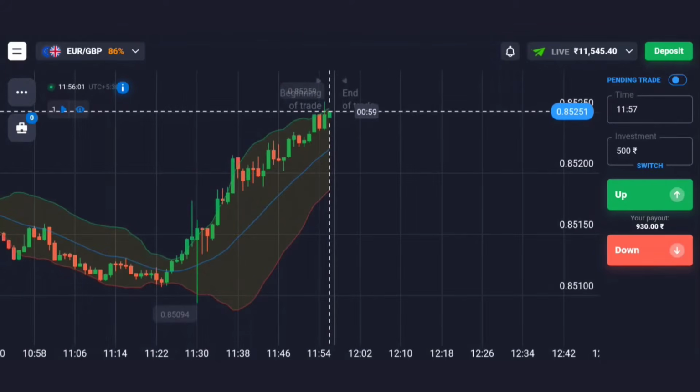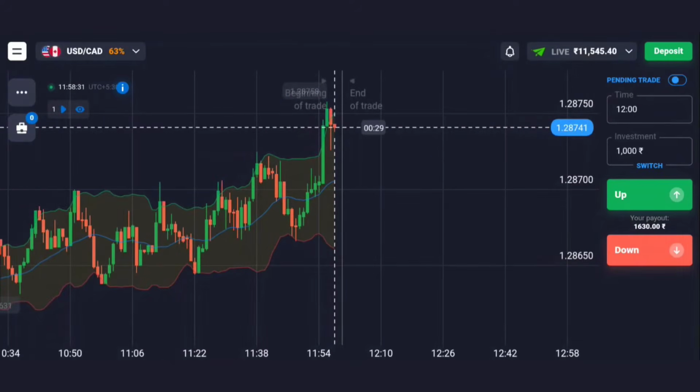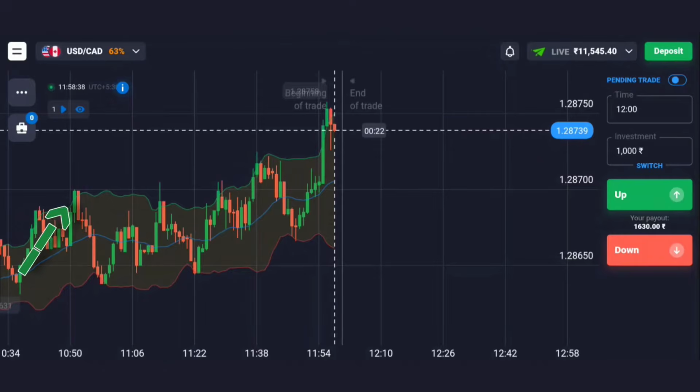In this chart, the bands are sloping up. We should avoid placing trades if the bands are sloping up or sloping down. This chart has a perfect condition to place the trade using Bollinger Bands. You can clearly see the bumps here.